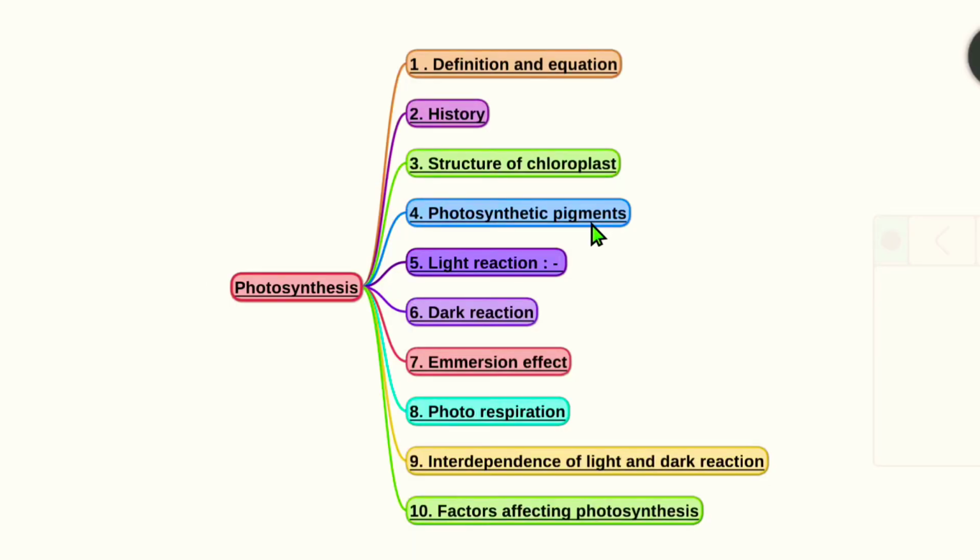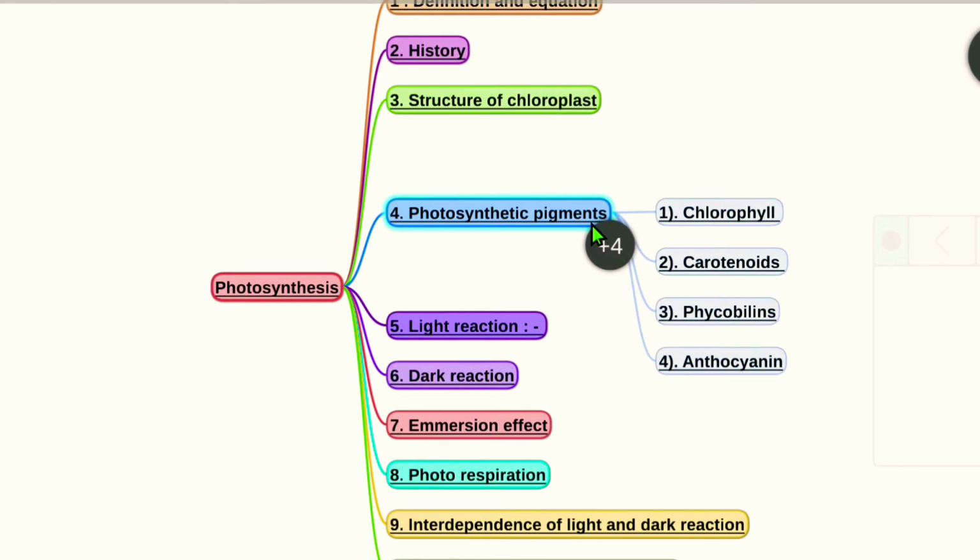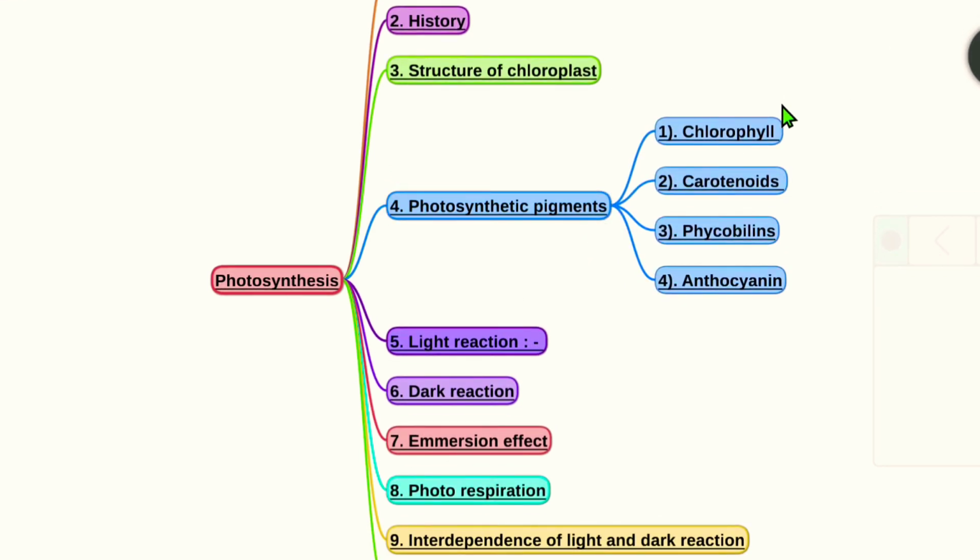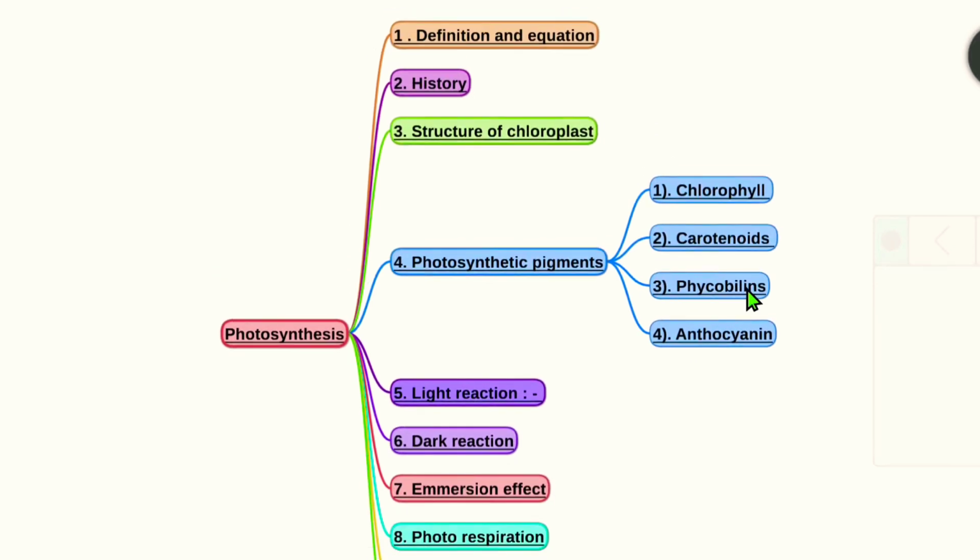So we can move towards the fourth point, photosynthetic pigments. In this point, we'll see the four types of pigments in the chloroplast. The first one is chlorophyll, second one is carotenoids, third one is phycobilins, and the fourth one is anthocyanin. We'll see the first point.